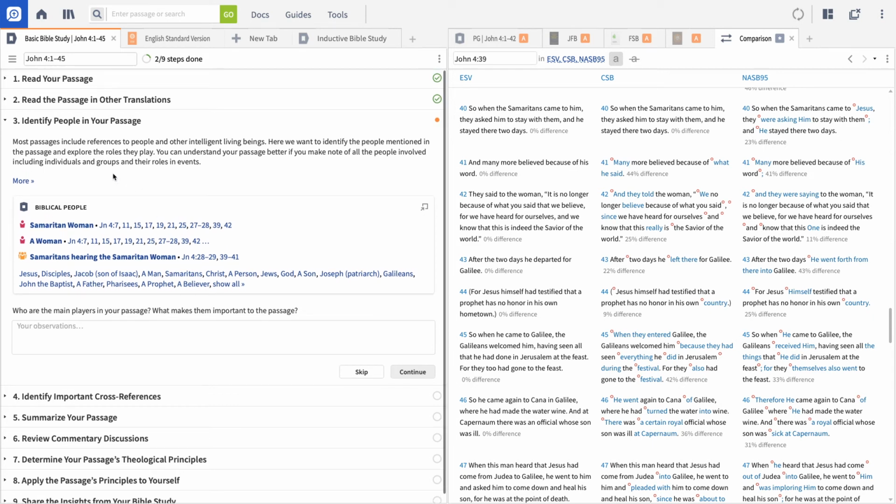Okay, now this is interesting. Identify people in your passage. Most passages include reference to people and other intelligent living beings. Here we want to identify the people mentioned in the passage and explore the role they play. You can understand your passage better if you make note of all the people involved, including individuals and groups and their roles in this event.